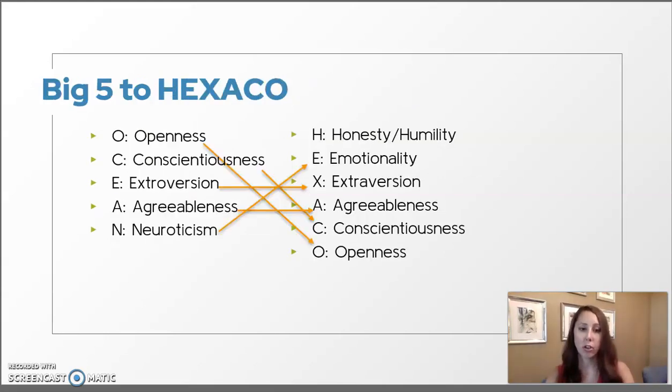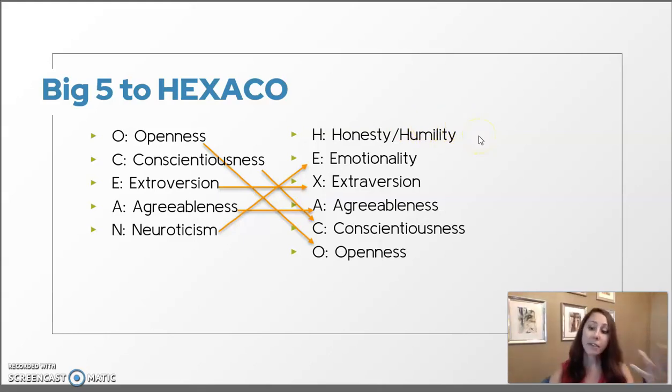So here's what this revision looked like. As you can see, you still have openness on both of them. You still have extroversion on both of them. You still have conscientiousness. You still have agreeableness. And neuroticism was relabeled as emotionality. Now, there are some slight variations in how they conceptualize them, but for the point of this unit, for the point of introductory level personality theory, they're basically the same ideas. The one thing that was added in was this honesty and humility construct.